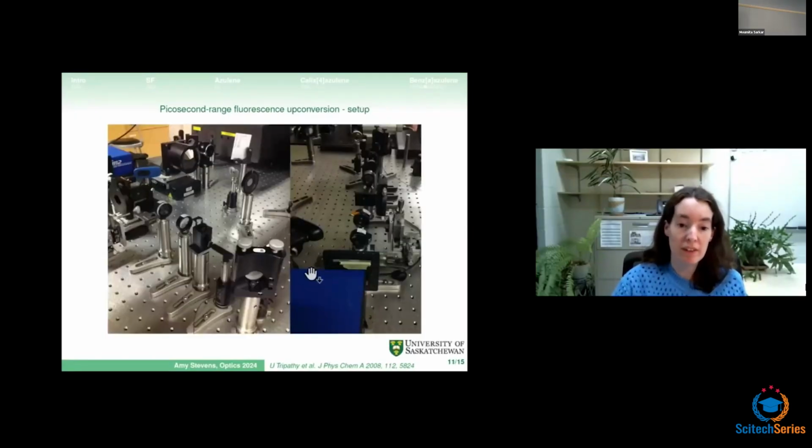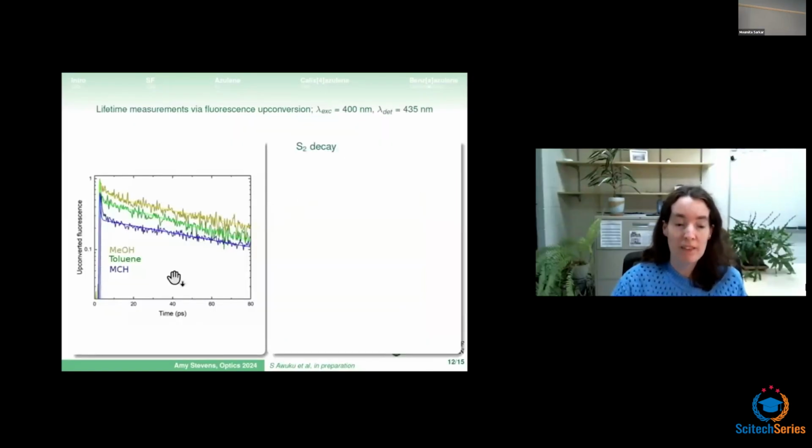This is just what it looks like in the lab. Here we have our nonlinear crystal. This is where the sample usually sits, and we have a magnetic stirrer because we're hitting it with quite a lot of laser light, so we want to make sure that we're not measuring something that's decayed already. This is what we look like.